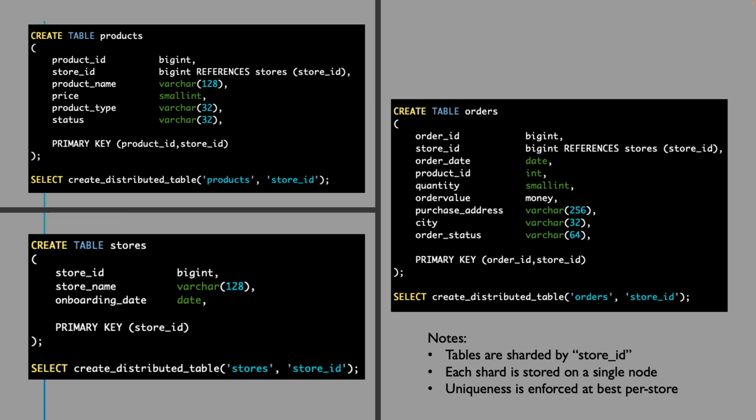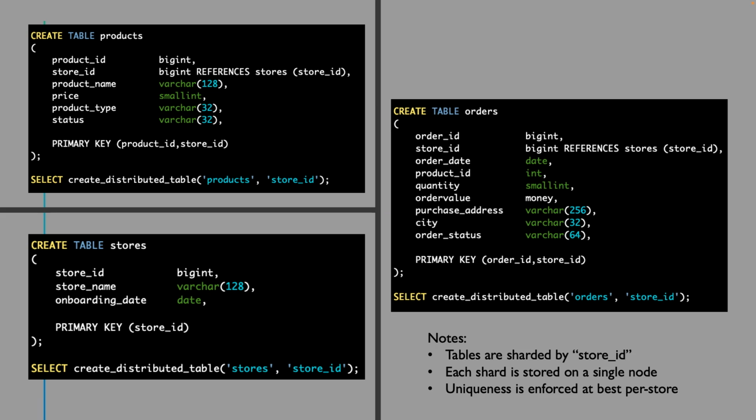We've got the three tables: stores, products, and orders. We don't have to look too closely at each of these columns. This is just a data set that I had at hand and it seemed convenient. But we should take some notes about it. One is, beneath each of the create table statements, we're running a function called create_distributed_table. That's what takes the table, breaks it into what we call shards, smaller sets of rows, and those shards get put onto the individual nodes. Each shard is stored in a single node, and another thing you'll notice is that some of these primary keys are composite.